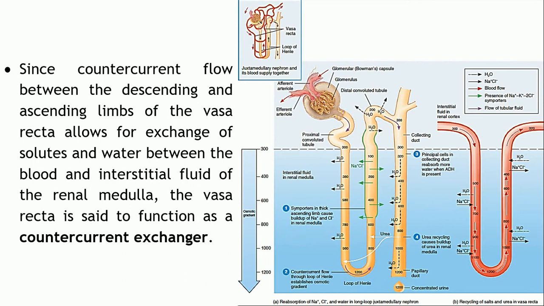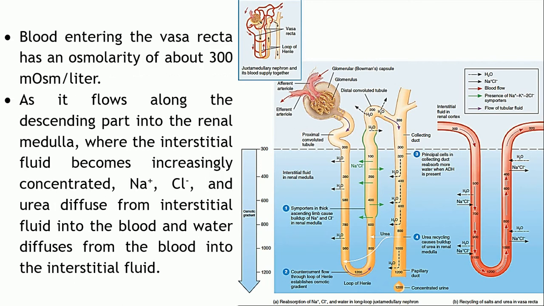This countercurrent flow makes it possible for substances to get exchanged between the blood in the vasa recta and the interstitial fluid. So that's why the vasa recta is said to be functioning as the countercurrent exchanger, because this exchange of substances is taking place in the vasa recta. Now let us see the osmolarity of the blood which is entering this vasa recta. So osmolarity, it is 300, right? 300 milliosmoles per liter, the same as the fluid which is entering the loop of Henle, right?